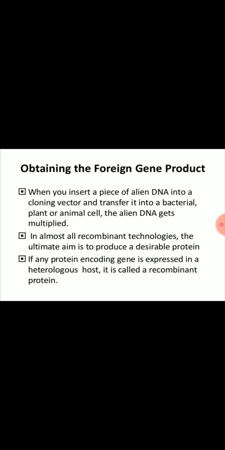So when you insert a piece of your foreign DNA into the cloning vector and transfer it to the bacteria or the plant or the animal, whatever your host cell, okay, then your recombinant DNA molecule will multiply. Yes. The main aim is what? To produce the desirable protein or the insulin. So in this way, in bulk, we can produce the insulin molecule.